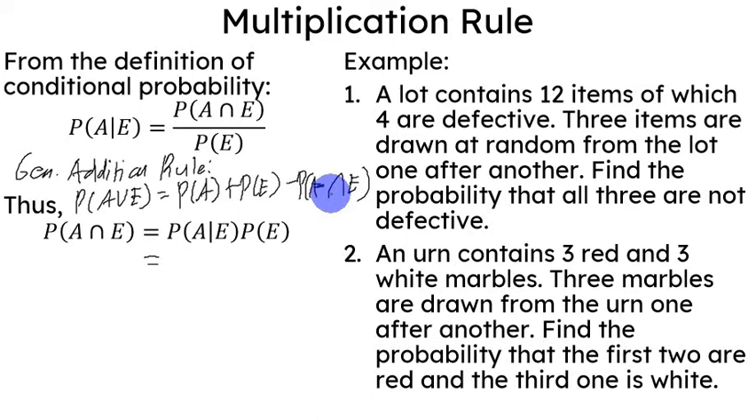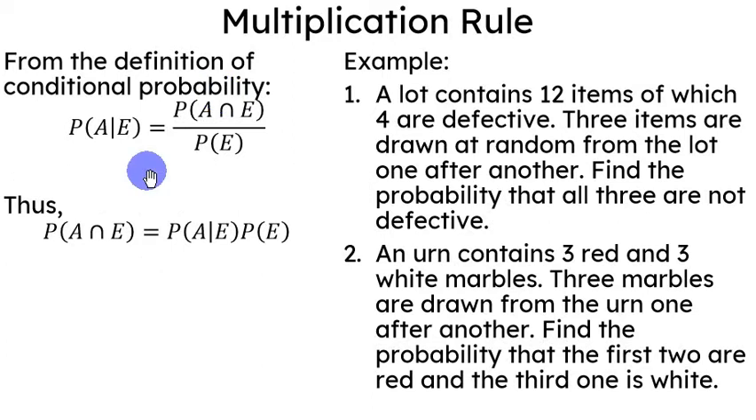We can also do the same when we talk about conditional probability. Let's just clean this one up here. There you go. So we have here the definition of conditional probability, that the probability of A given E would be equal to the probability of A and E happening over the probability of E happening. By cross multiplication, we can then see that the probability of A and E happening would be the probability of A given E times the probability of E.